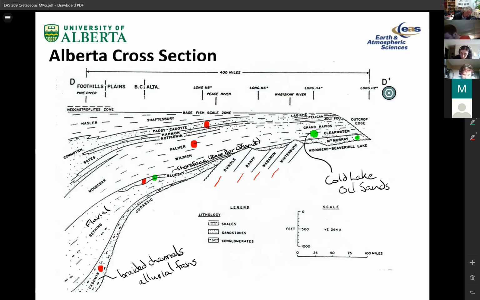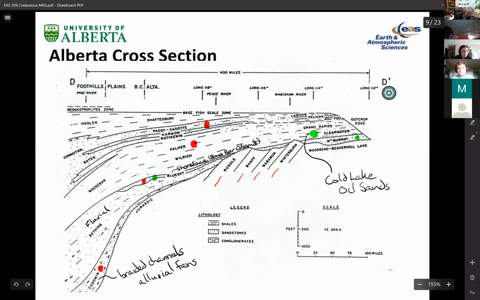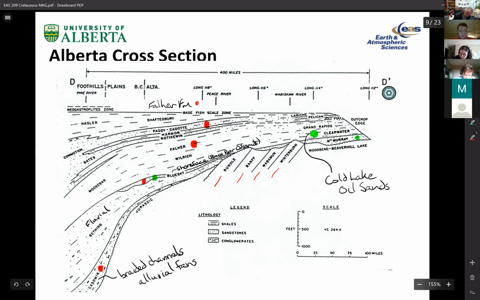I'm just looking for the Falher here. The Falher basically comes in up here, so I'll have to draw it on the next diagram, sorry. But then it culminates in the Falher Formation, which is a shore face sand and has a lot of oil and gas in it. And so that's really the Manville part of the stratigraphy.